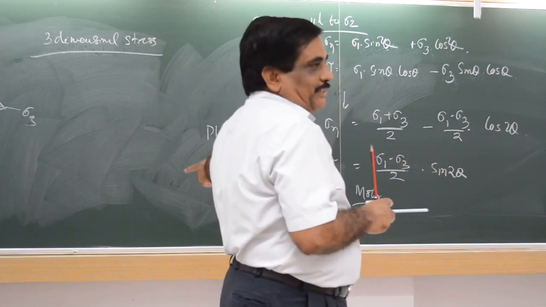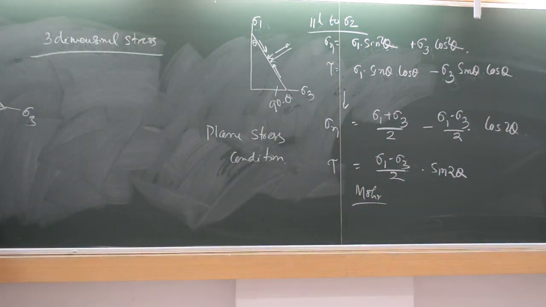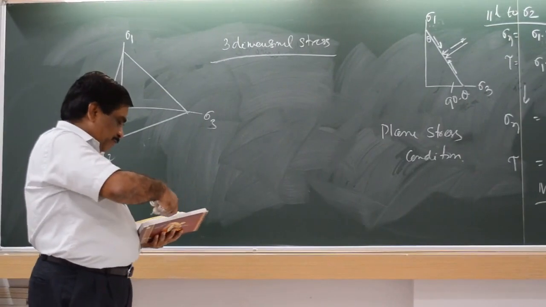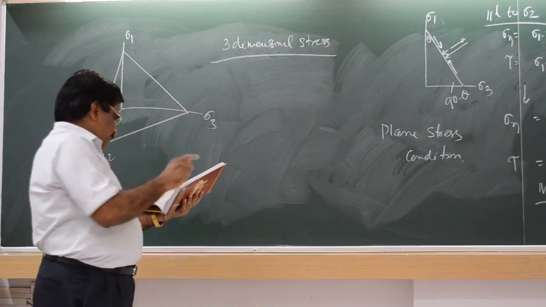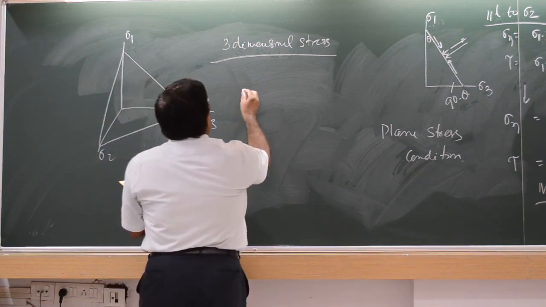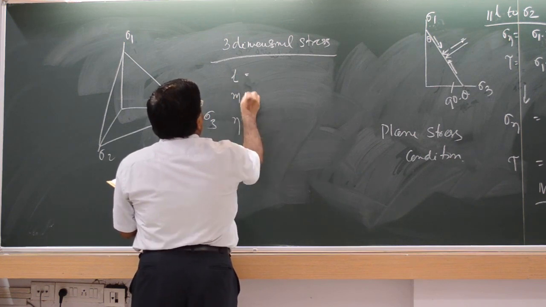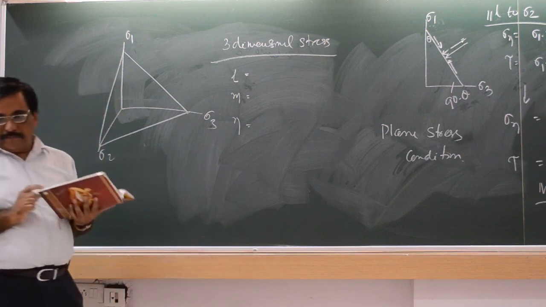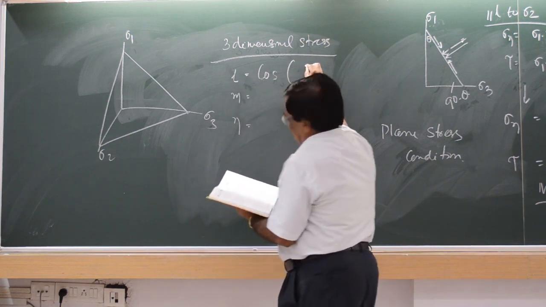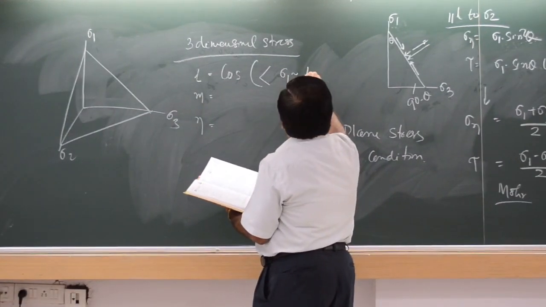So I'll just give you the equation. Understood now? Derivations, because it's just the Pythagorean theorem, nothing else. I generally derive it, but time will not permit covering so many things. So I'll just give you the equations. Now look, L, M, N, these are the three angles. L is the cosine of the angle made between sigma 1 and the perpendicular to the plane.